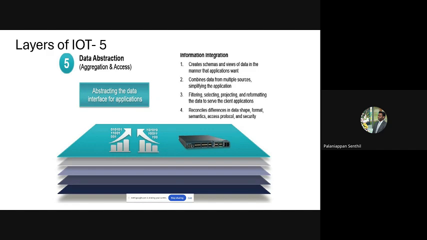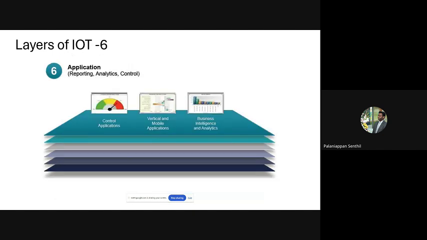Here the rendering of data happens, and this layer stores data in a way that enables simpler and performance-enhanced application fetching. So this happens in this layer. We saw 5 layers. Next is the application layer.